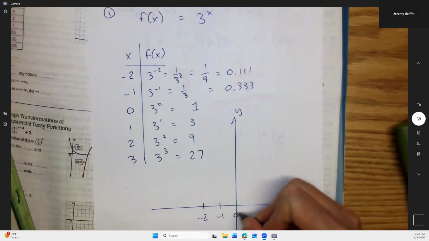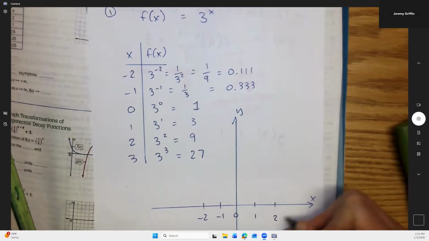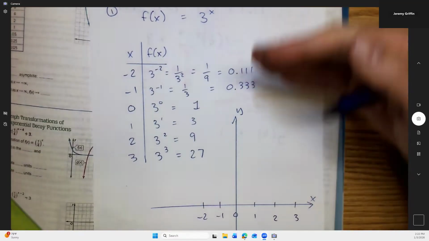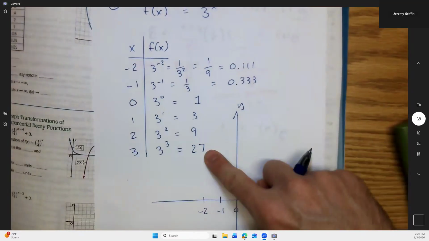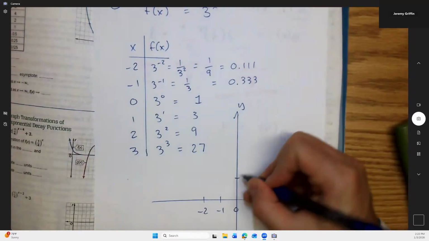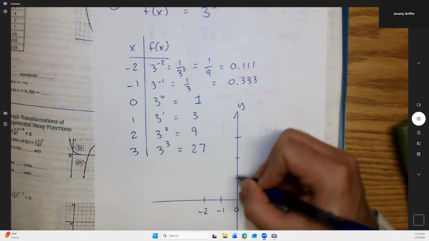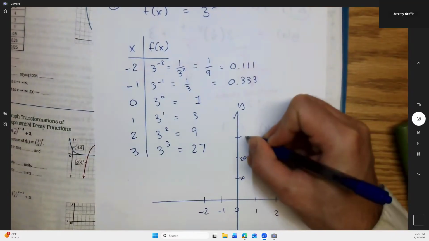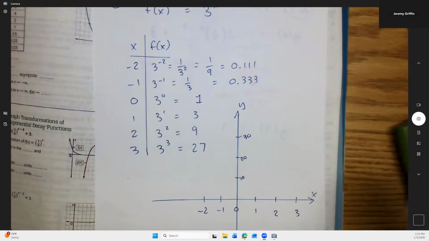-2, -1, 0, 1, 2, 3. Okay. I'm going to squish the vertical axis because I got to get to 27. So let's go 10, 20, 30. All right, let's plot all these points.